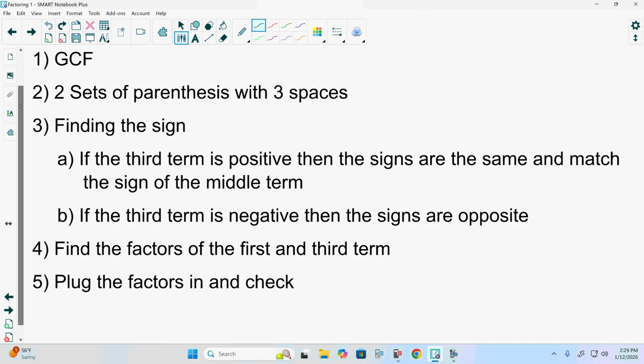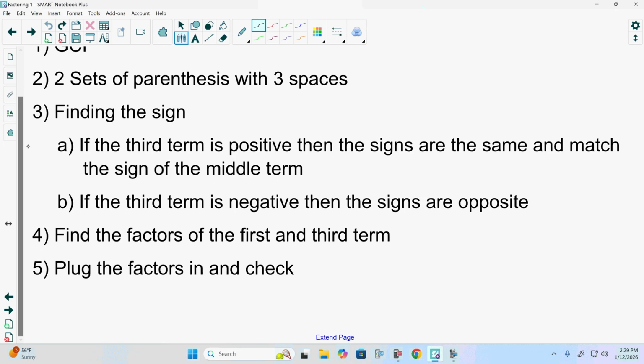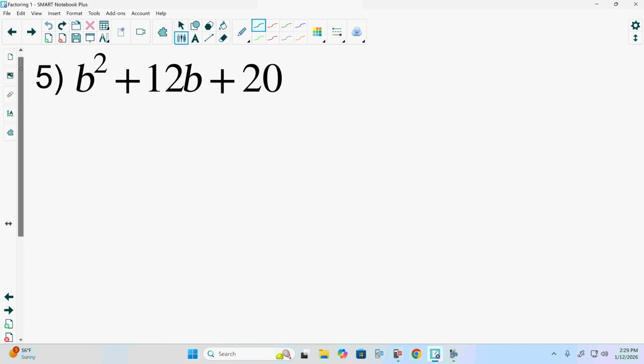Then our second step is to write our 2 sets of parentheses with 3 spaces. After that, we're going to find the sign. If the third term is positive, the signs are the same and match the sign of the middle term. If the third term is negative, the signs are going to be opposite. Then we're going to find the factors of the first and third term. And lastly, we're going to plug in and check.